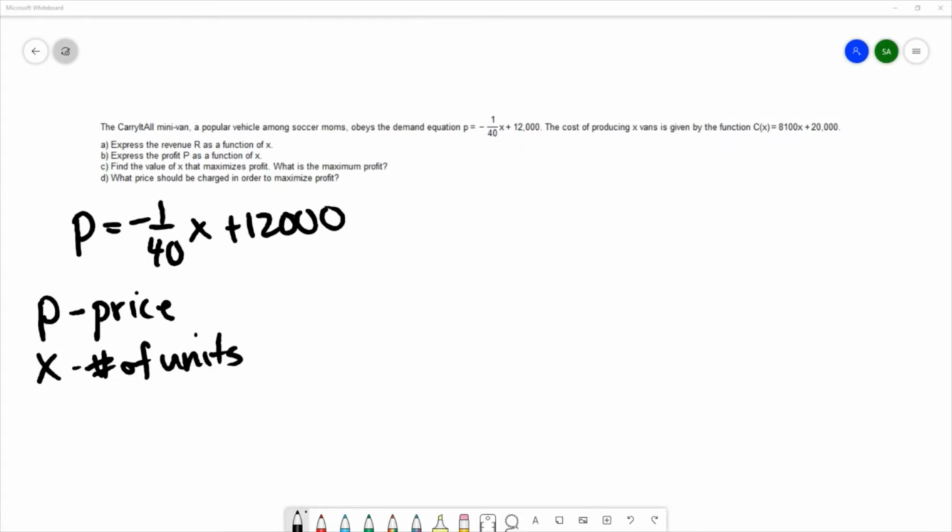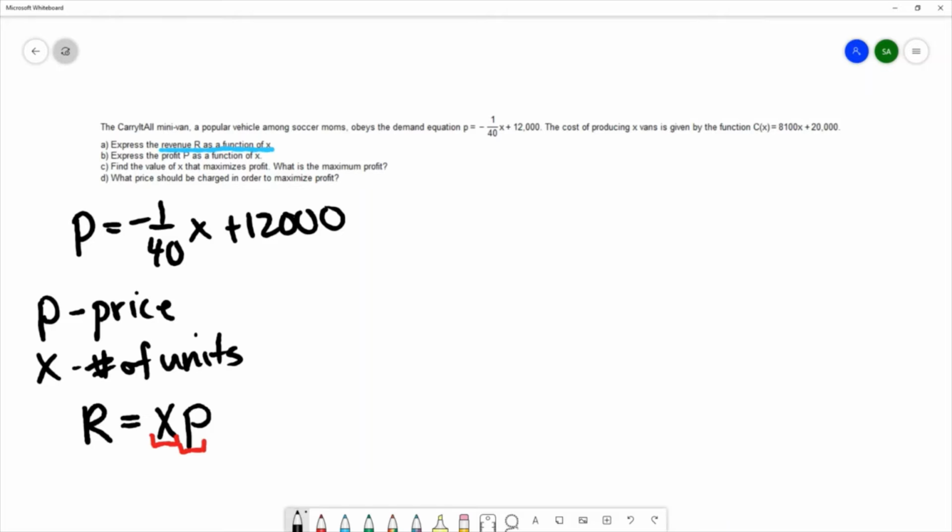So then in part A, we want to find the revenue. That highlight is a little too wide, so we'll underline. We want to find the revenue as a function of x, and we have a formula for calculating the revenue. The way we calculate revenue is that revenue is x times p, the number of items that we sell multiplied by the price that we sell them at.